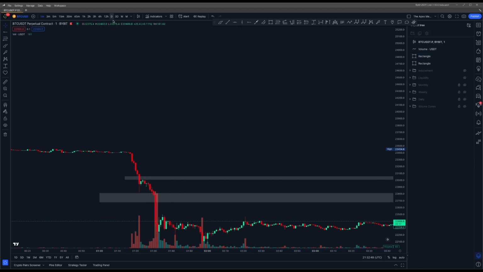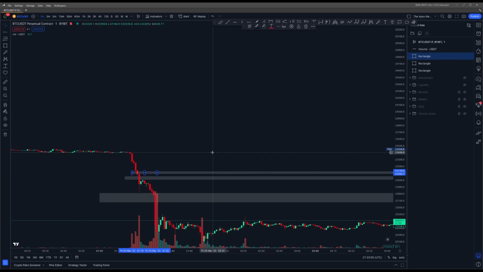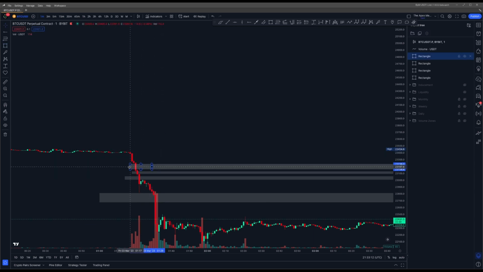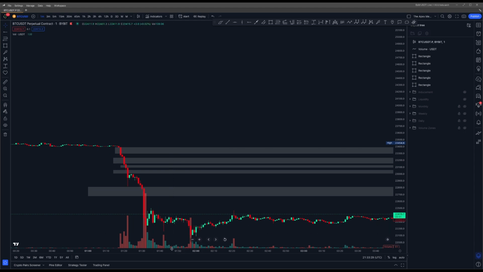But then we have some smaller ones above here too, so we can say, well, actually, there's one there. Just want that to extend right. Then we have one here. Okay, and then lastly, we have one there. Perfect.